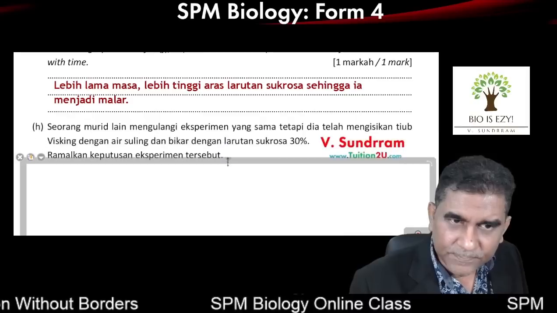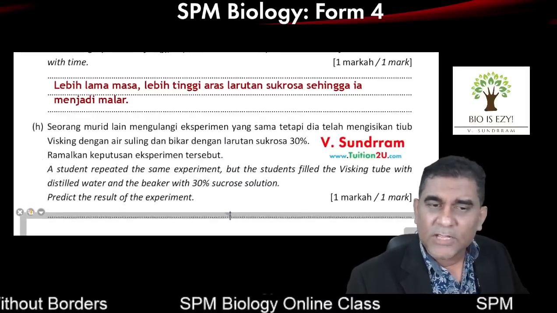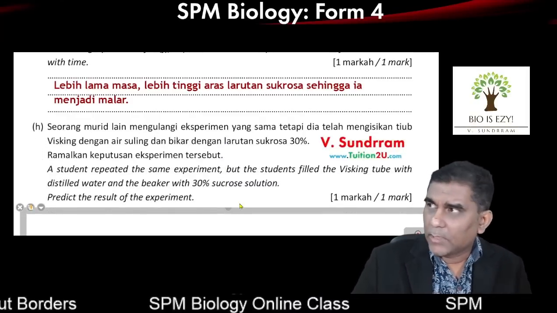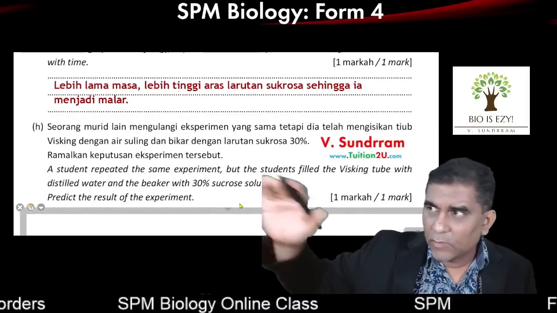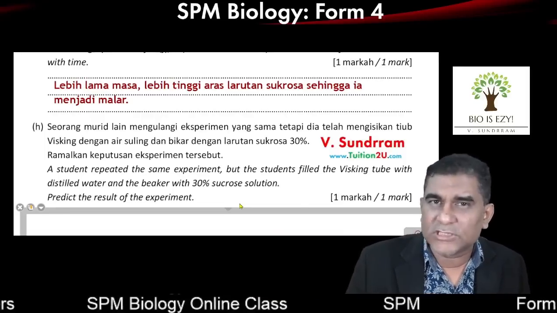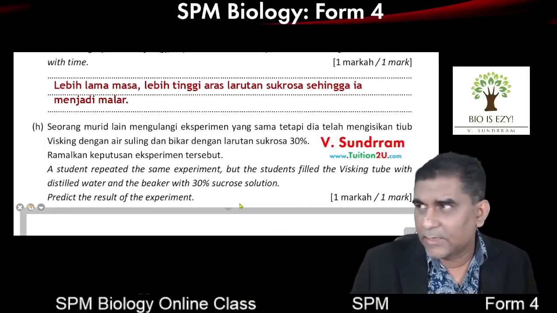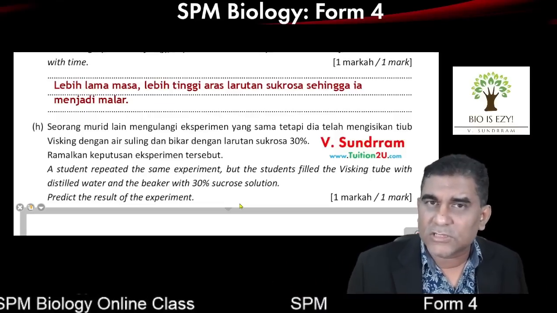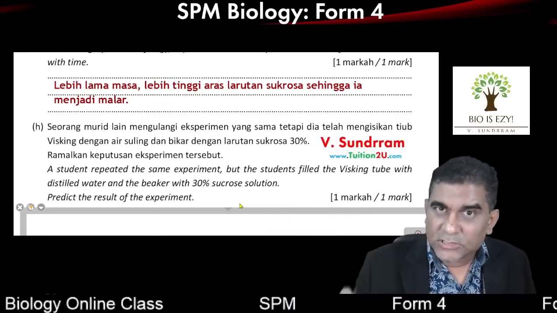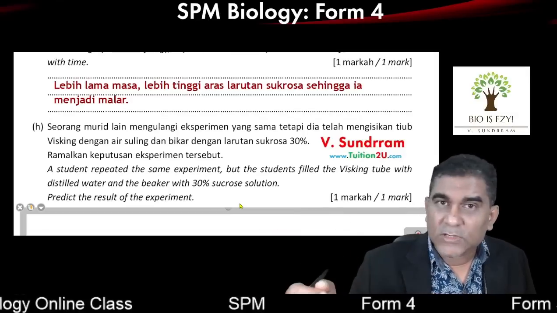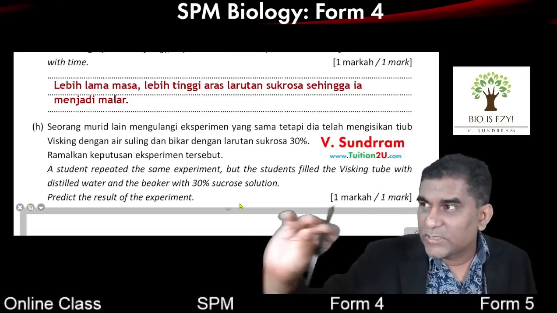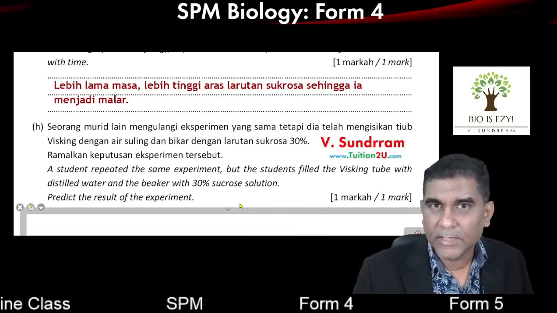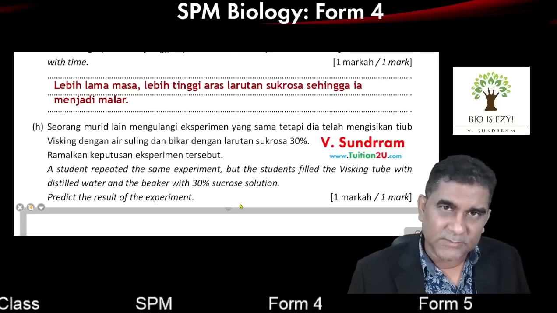So in here, normally what we do in here is, throughout the experiment, we made something constant. We made something constant, like 30% sucrose solution is constant, distilled water is constant, the 2 minutes is constant. So in the last question, normally what we do is, we change the constant. And we ask you to predict what happens.